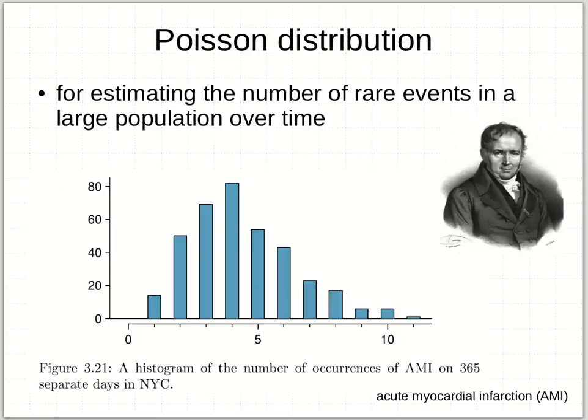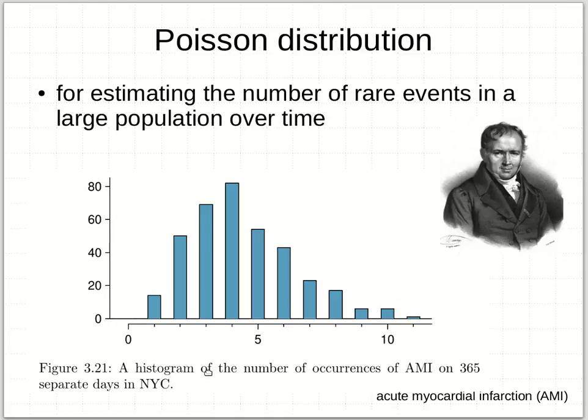Let's talk about Poisson distribution. The Poisson distribution is kind of related in that we're also seeing a skewish kind of distribution here. Okay, it can have a different shape to it than a binomial or negative binomial, and it's for estimating the number of rare events in a large population over time.